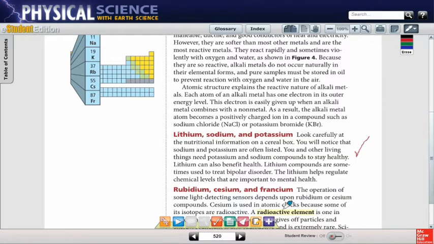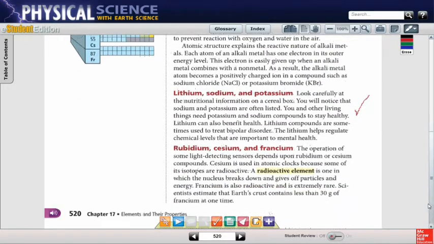Okay, let's go down to the next part. It says rubidium, cesium, and francium, all part of the first group. The operation of some light detecting sensors depends upon rubidium or cesium compounds. So light detecting sensors, like the one in our room that turns the lights on, detect shadows and that kind of stuff and turn the lights on.